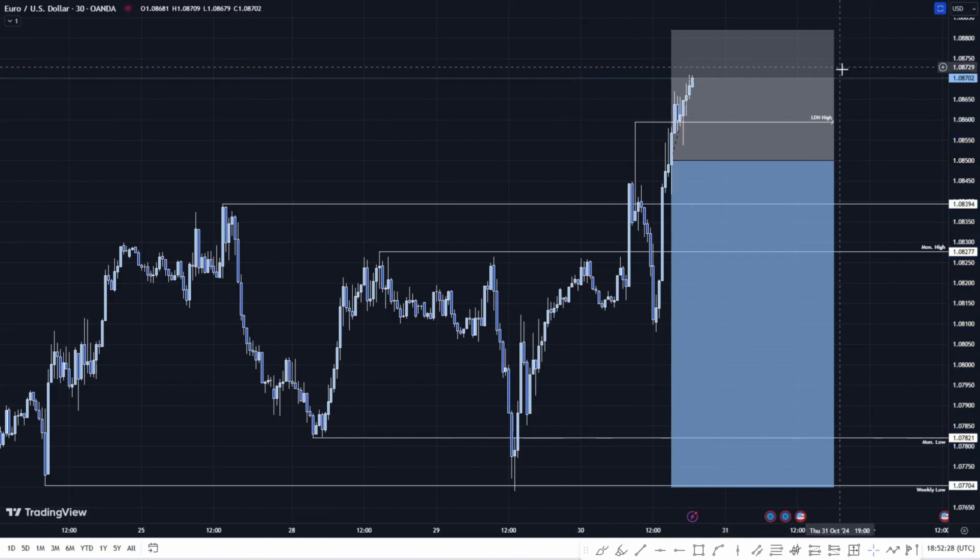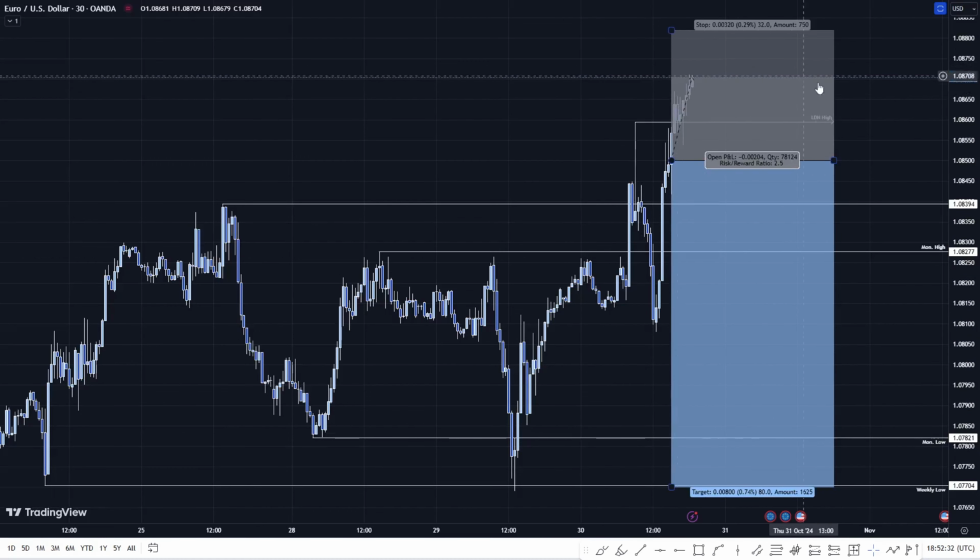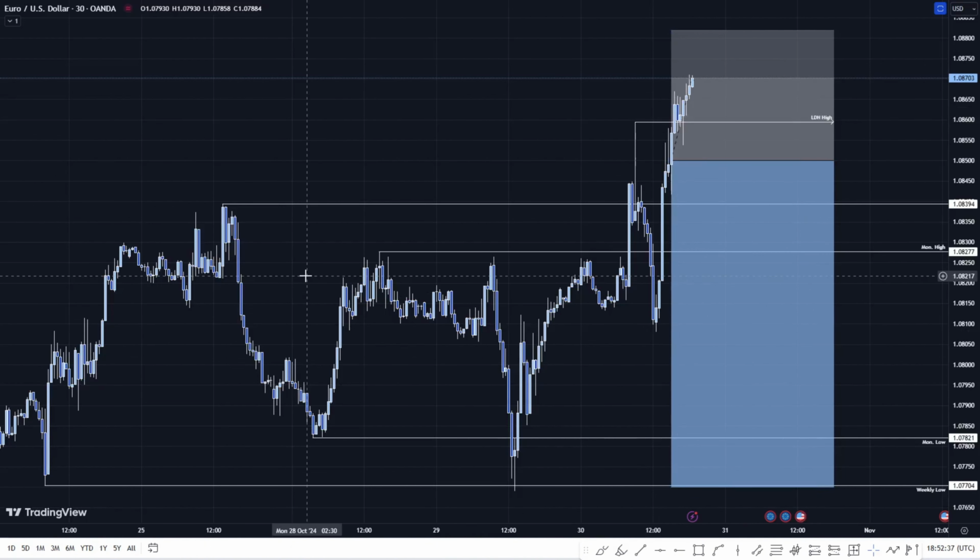I'm doing this to allow the trade to have some breathing room, to give us a chance to print this deviation and allow us to move towards the downside.